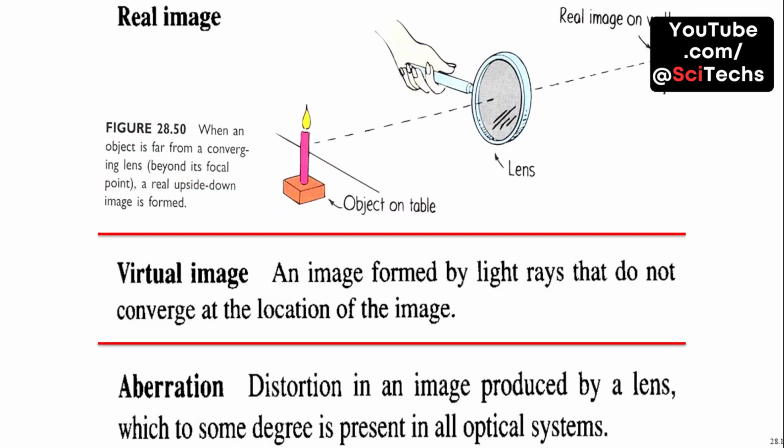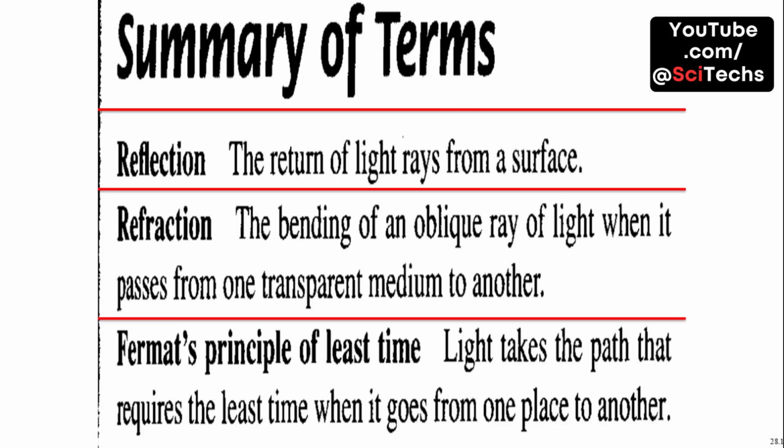A real image is formed by light rays that converge at a point and can be displayed on a screen. Unlike virtual images, real images can be projected and viewed directly. A virtual image is formed by light rays that appear to diverge from a point behind the lens or mirror. These images cannot be displayed on a screen but can be seen when looking through the lens or mirror.